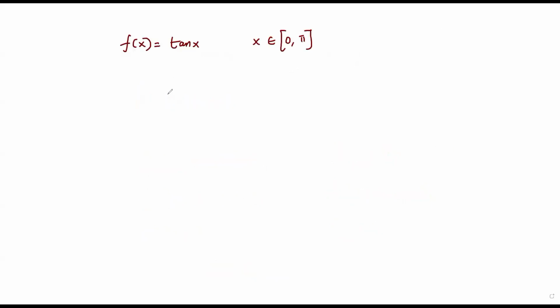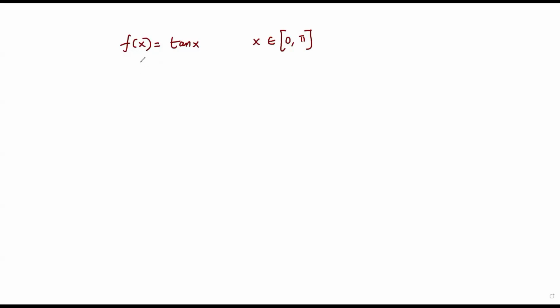Consider the function f of x equals tan x over the closed interval 0, pi. Here, the same thing we have done in the previous problems, we have to find the value of x between 0 and pi where the tangent line to this curve will be horizontal. So we can use Rolle's theorem. For that we have to check whether the given function meets all three conditions of Rolle's theorem.